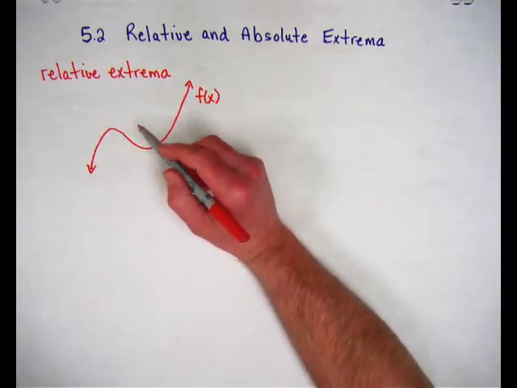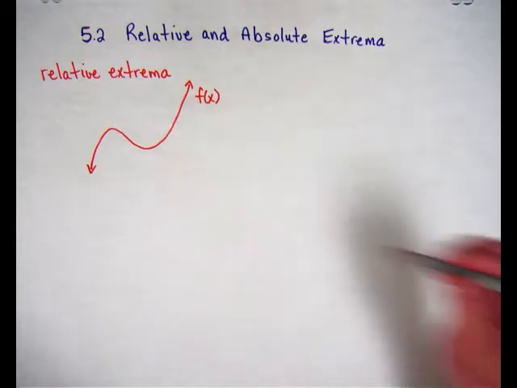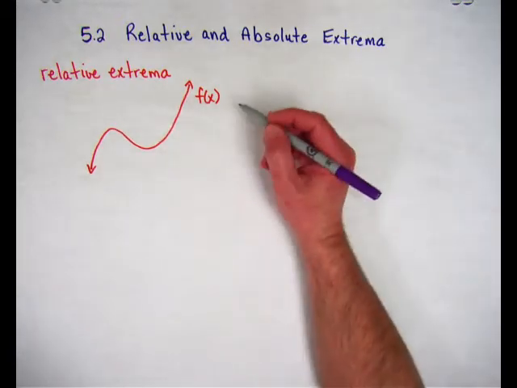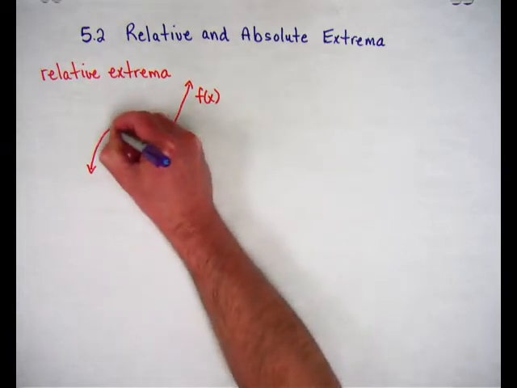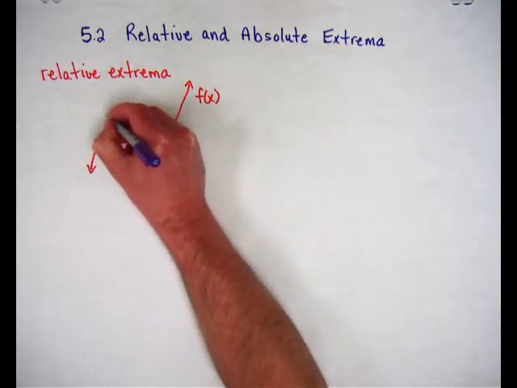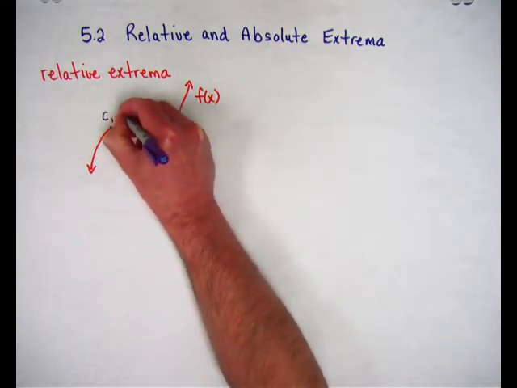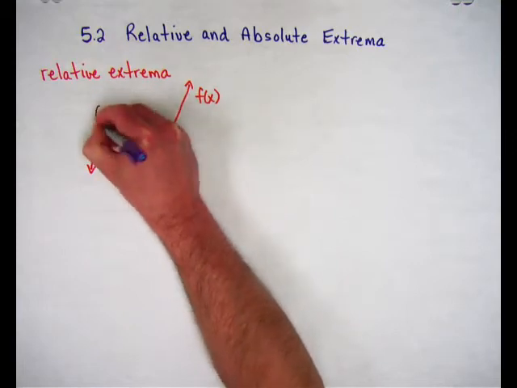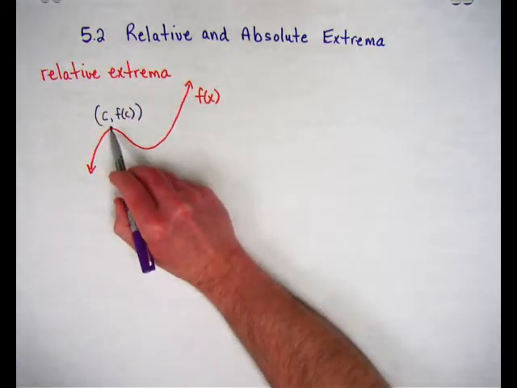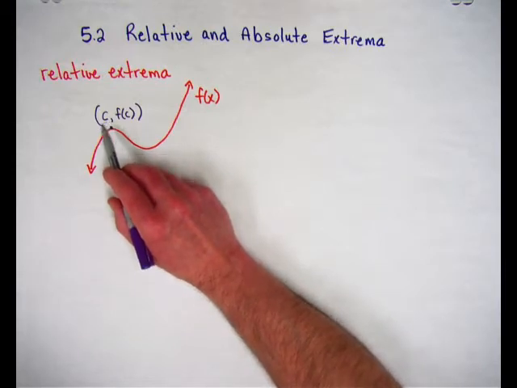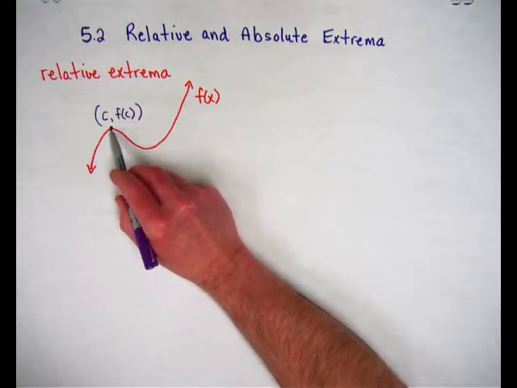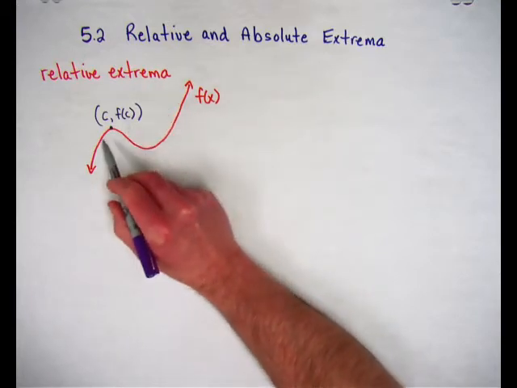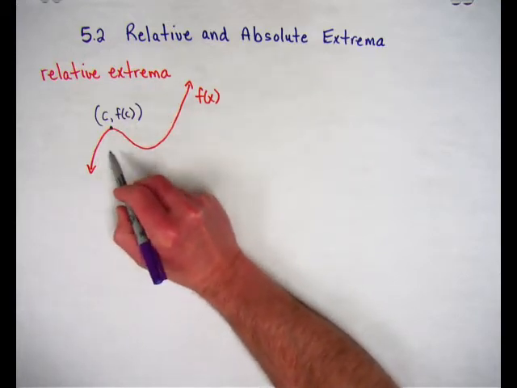The term relative means just in a localized area. So if you look at this graph, even though it just goes off to infinity, if you just concentrate on this region right here where there's a bump, this point right here, let's say we called that point C, comma, f of C. So I'm just referring to the x value as C. You'll see why in a second. And then, of course, the y value would just be the function at C. This point right here, even though it isn't the highest point in total on the graph, right in this localized region, it is the highest point.